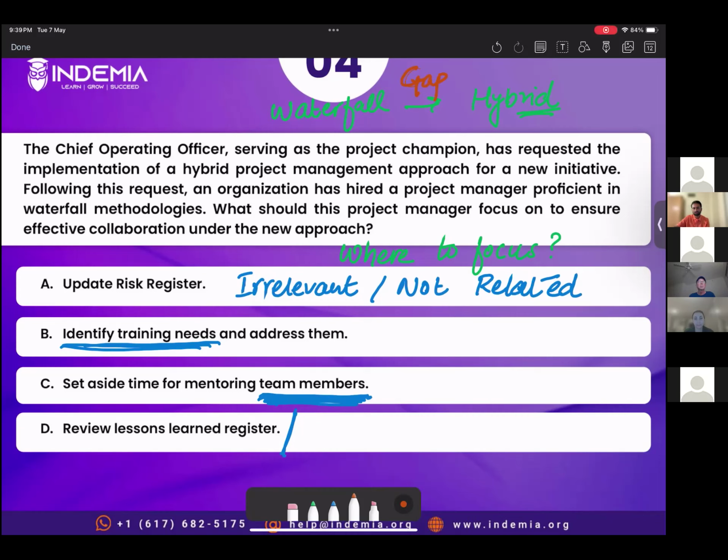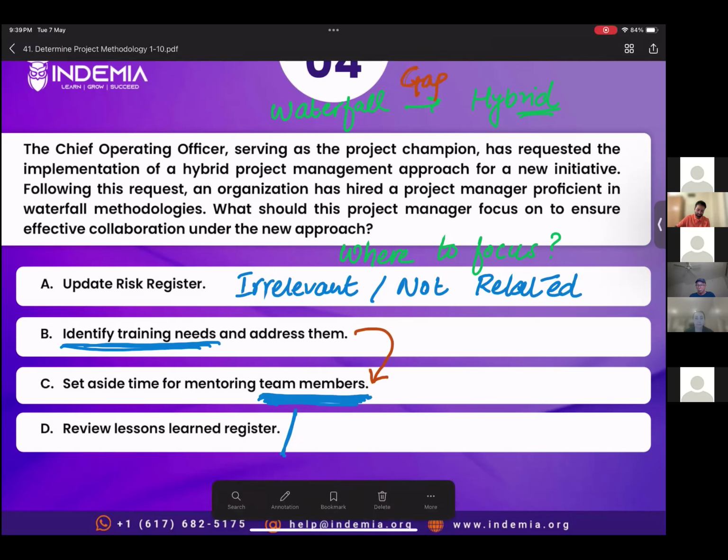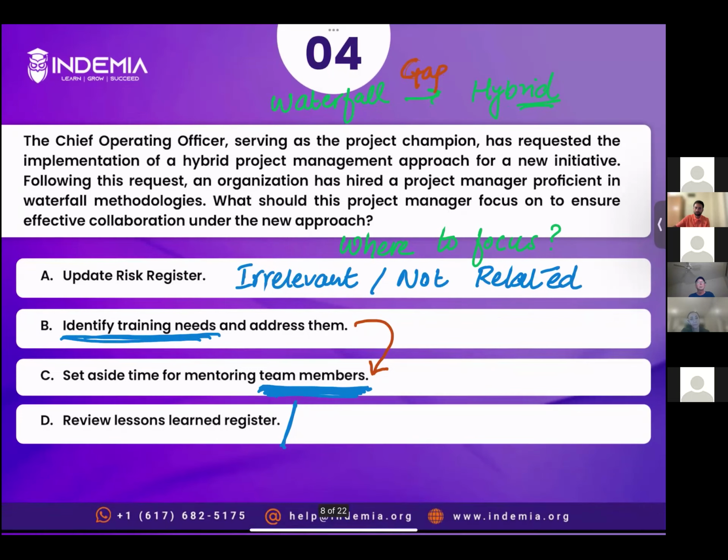The question says you need to transition from waterfall to hybrid. You have a waterfall skill set. So you need to identify what the gap is and where you should focus. So first is the analysis, first is the understanding, then you jump towards the right option. Maybe that could be mentoring in a certain area, right? The correct answer is option B: identify training needs and address them. That would help improve collaboration under the new approach. When people are aware of the new approach, there would be enhanced collaboration. Let's read the explanation.